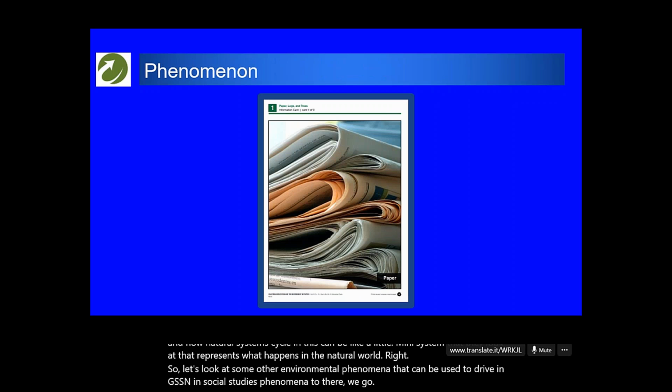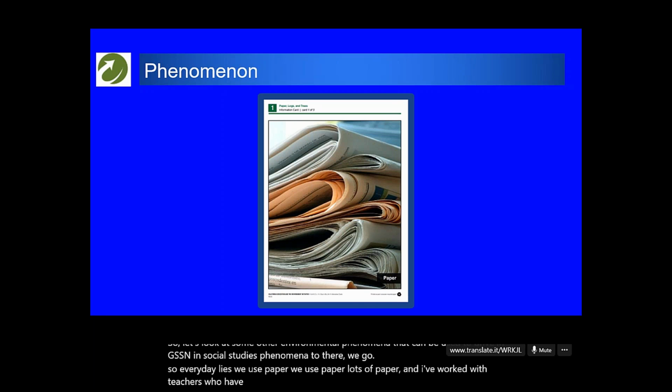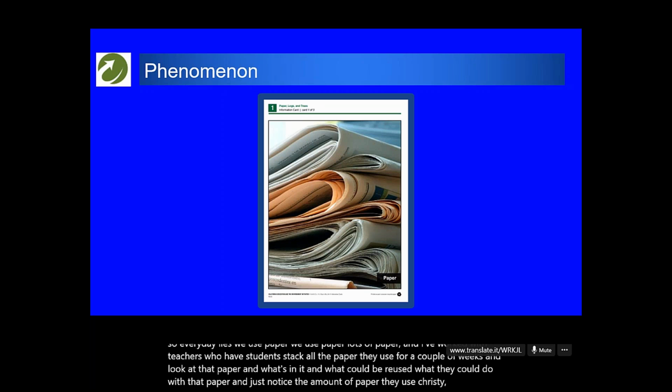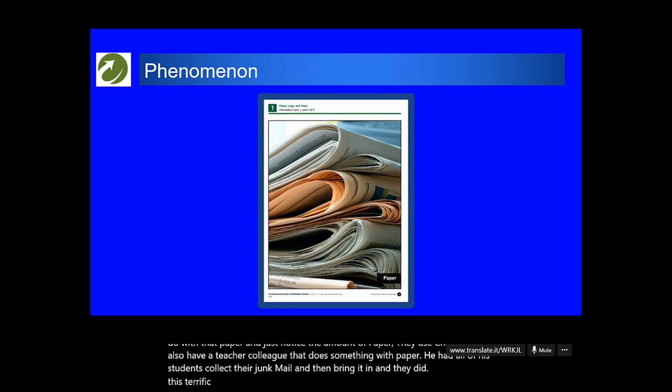So in everyday lives, we use paper. We use paper, lots of paper. And I've worked with teachers who have students stack all the paper they use for a couple of weeks and look at that paper and what's in it and what could be reused, what they could do with that paper, and just notice the amount of paper they use. Chrissy, you also have a teacher colleague that you know does something with paper. He had all of his students collect their junk mail and then bring it in, and they did this terrific video documenting like a waste audit.